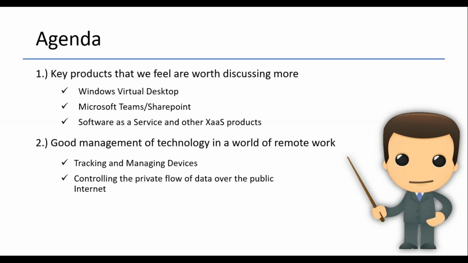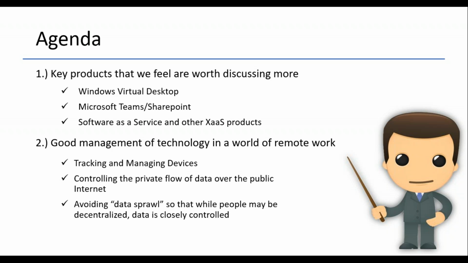We're going to talk about controlling the private flow of data over the public internet. Now that we're all working remotely, we're using our personal internet connections. We're maybe using our mobile device internet connections to do our work. How do we control this flow? How do we make sure it's secure?